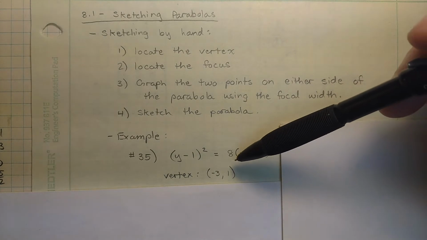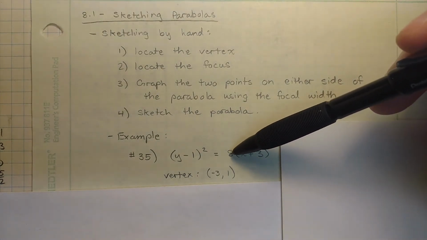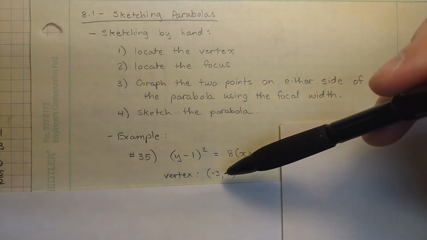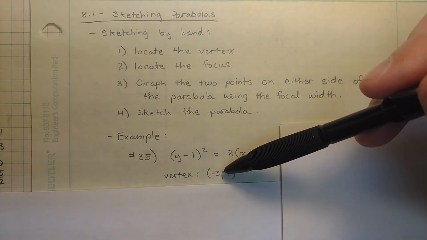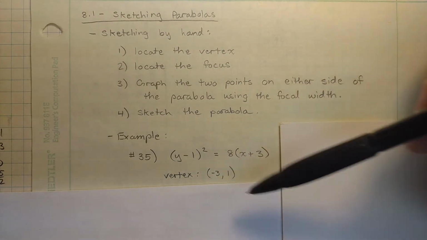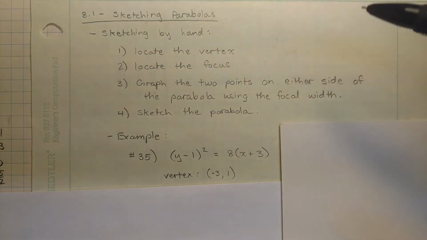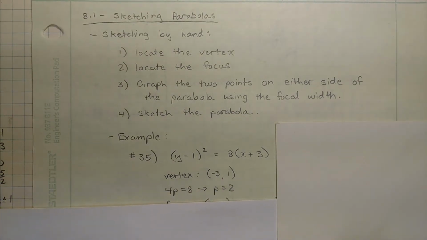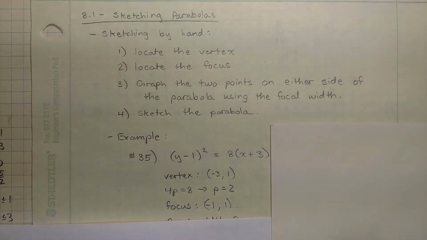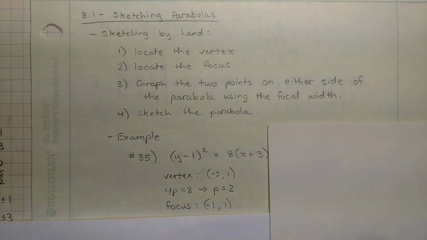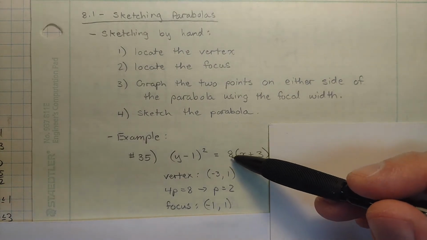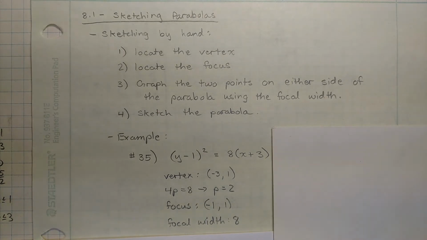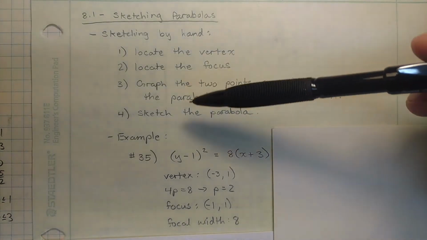Then we find the focus. Since 8 is equal to 4p, p will be 2. So my focus must be 2 to the right of my vertex, so it is at -1, 1. So there's solving for my p. P is 2, so my focus is at -1, 1. The focal width is the absolute value of 4p, which is the absolute value of 8. So my focal width is 8. I've identified all the significant pieces.